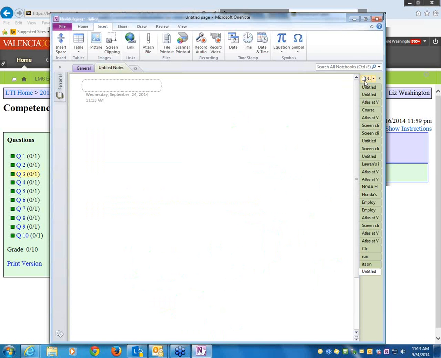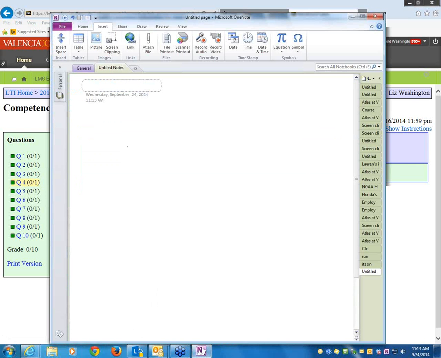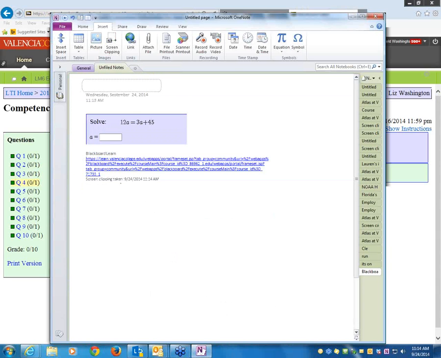All right, let's go to another. Question number 4, pretty similar. They're just kind of giving it to us in different forms. So in this problem, I have 12a, and I'm just going to rewrite it down here. 12a equals 3a plus 45.